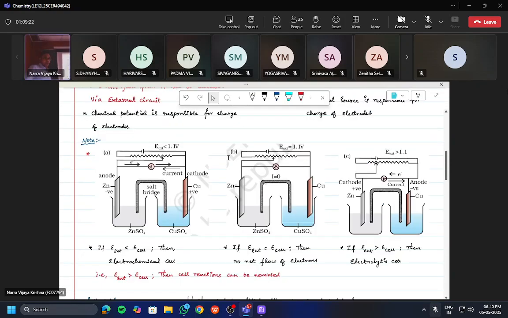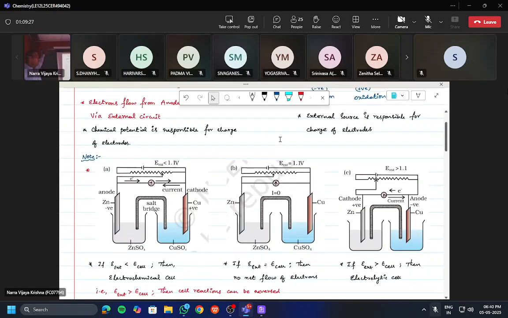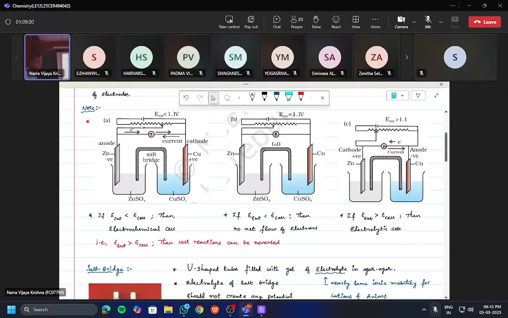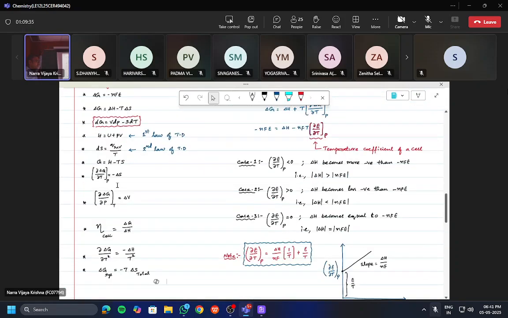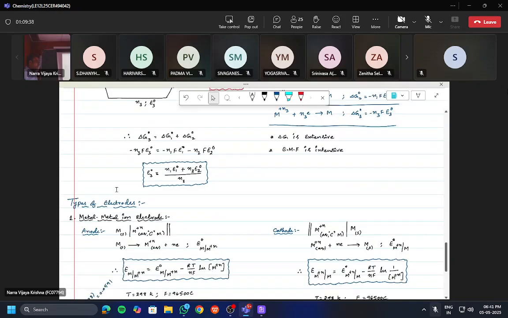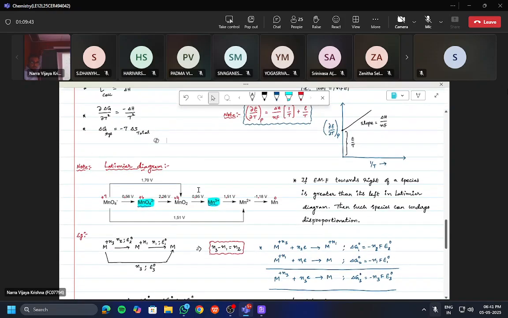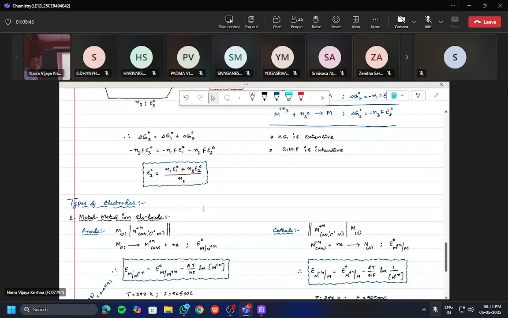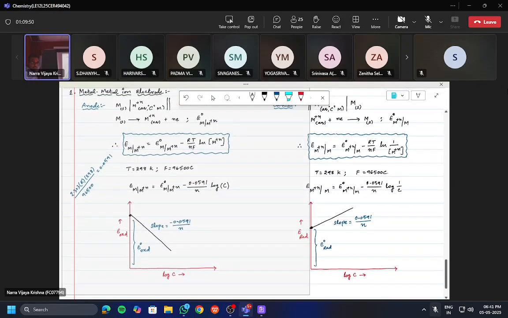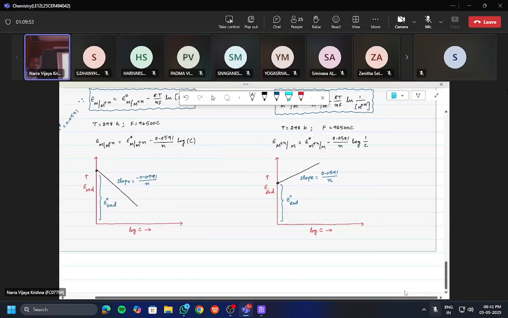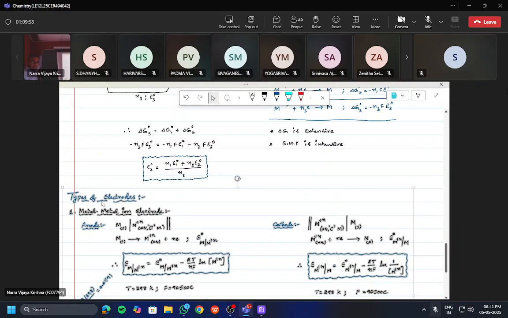Observe what we have discussed. We have discussed the difference between electrochemical cell and electrolytic cell, what happens when a cell is connected with the external circuit, then salt bridge, then Nernst equation, then thermodynamics of a cell, then Latimer diagram, then types of electrodes. In the types of electrodes, we are done with one type. Now we are going to see the next type of electrode, gas electrode.